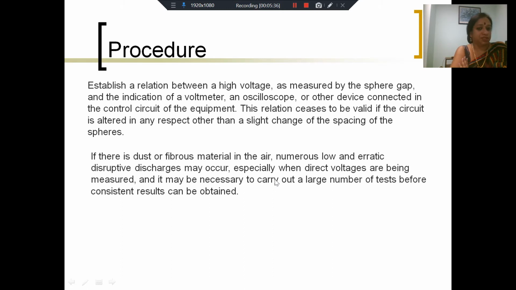How do we use this sphere gap for measurement? First thing that we need to do is we have to establish a relation between the high voltage, as measured by the sphere gap. What we mean by measurement is the sphere gap is positioned at a certain gap distance, gap separation, and then you apply a voltage and the sphere gap breaks down.